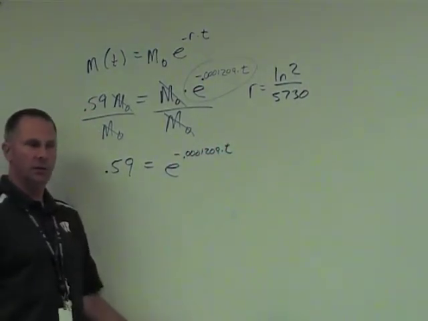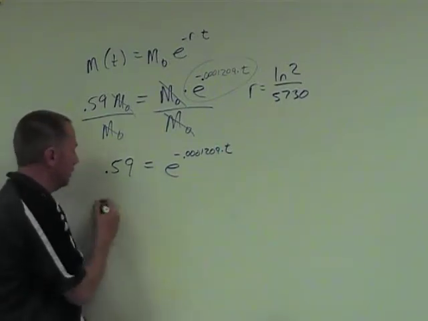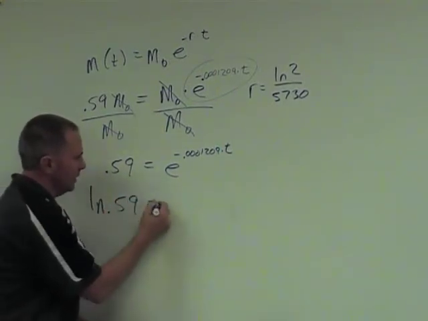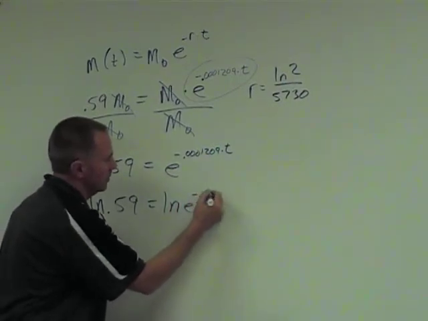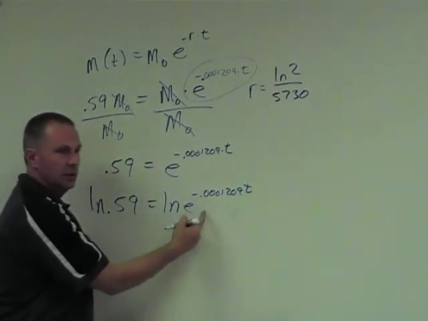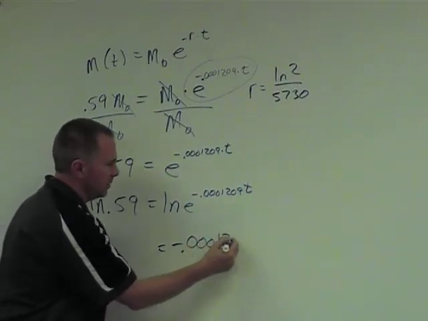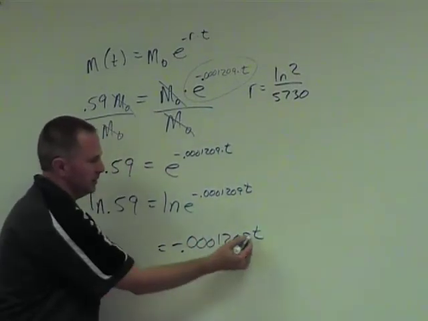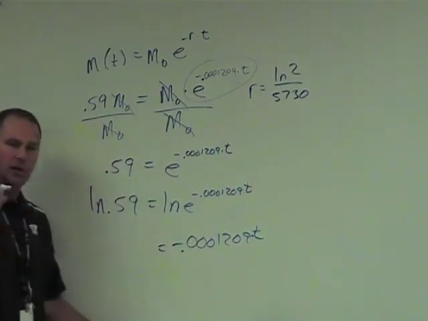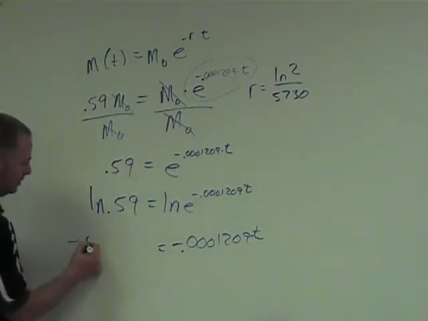Now, what did you learn to do 2 days ago when you have an exponential by itself? Take the log of both sides. In this case, we're going to do the natural log of both sides because we have e. So what is this answer over here? Negative 0.000121. It's just the exponent. Good job. Times t. Equal to, and then you have to tell me what the natural log of 0.59 is. Negative 0.276.